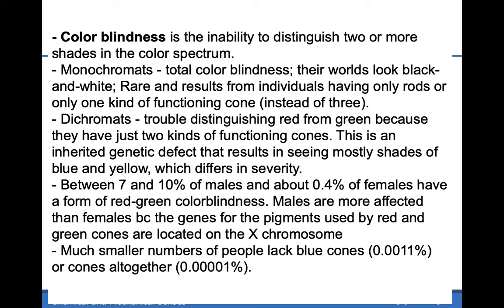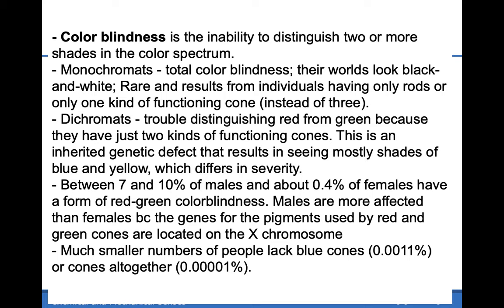Males are more affected than females because the genes for the pigments of the red and green cones are located on the X chromosome. As you know, women have 2 X chromosomes and males have an XY chromosome. Essentially, the X has that additional little component, that extra arm that males don't have. So if they're missing it on their one X, they don't have another X to make up for it. So males are much more likely to have color blindness. It's much smaller numbers of people who lack the blue cones altogether, which is less than 1%. Some people just don't have any cones, but that's extremely rare.